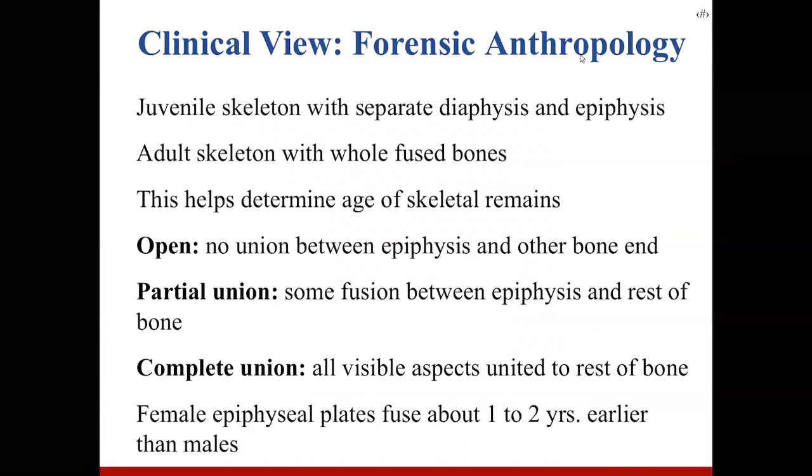Okay, so forensic anthropology. A forensic anthropologist is someone that looks at bones, right? And tries to figure out, is it a male, is it a female? Can they figure out the ethnicity? Can they figure out the age? They can look at how the epiphyseal plate is fused and determine the age.